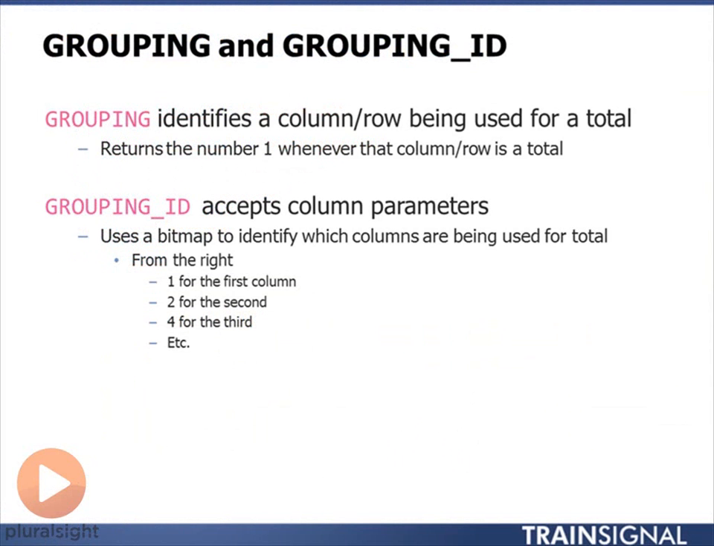This is where grouping ID comes into play. Grouping ID will accept multiple column parameters. And what's going to happen is it will use a bitmap to identify which columns are being used for the total. Now it's going to start from the right, and if you think about a binary bitmap, every time that it's a 0, it means that it's not being used as a total. Every time that it's being set to a 1, it means that it is being used for a total.